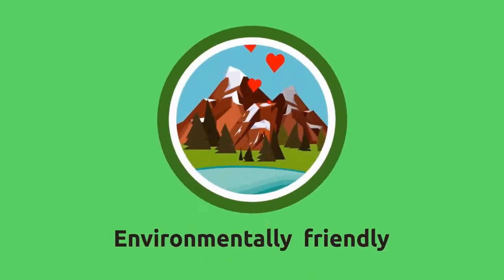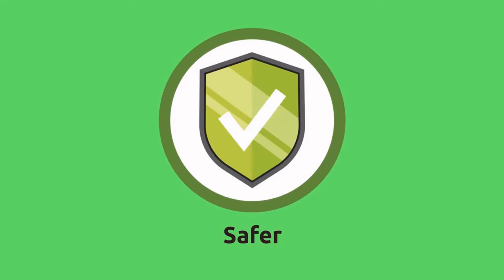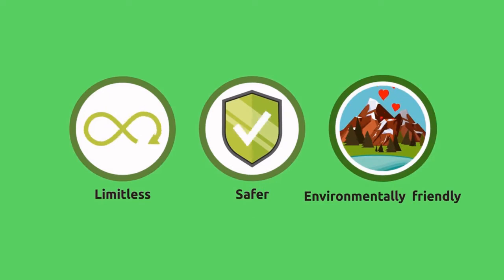Now, we know that renewable energy is environmentally friendly, so it will not harm the person. It will not harm the society, and it is also limitless. That means we can use it again and again without reducing it. Another thing is that it is safer for the person and for the society. But they also have disadvantages.